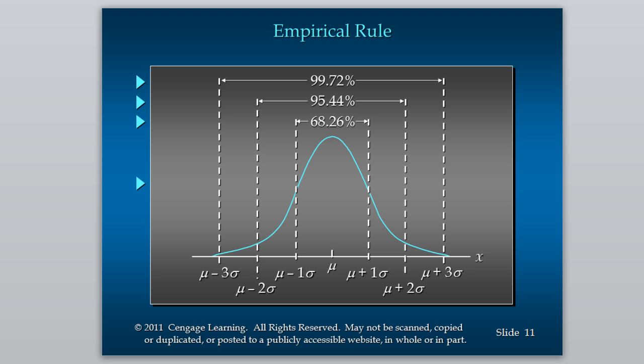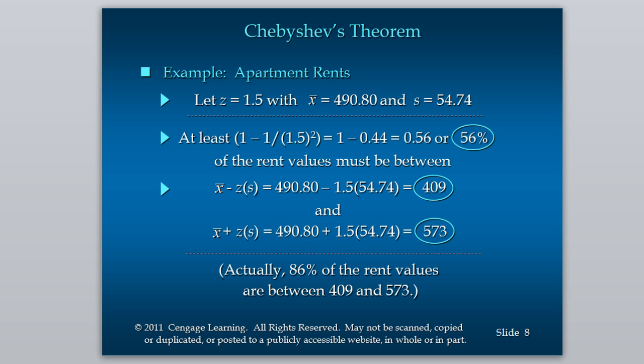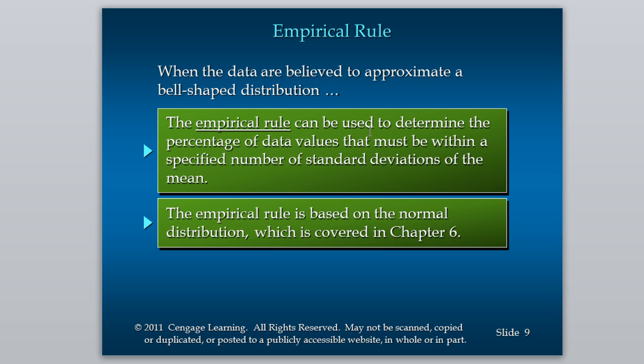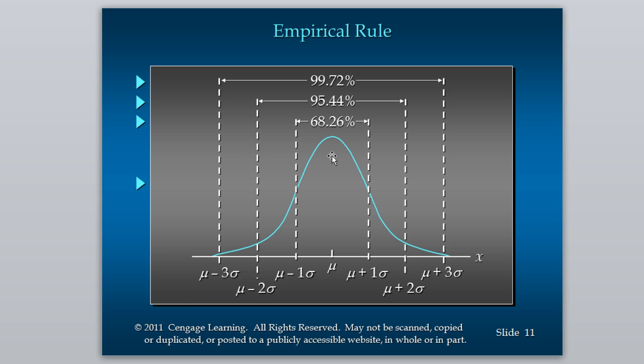The empirical rule only applies to a normal distribution, a nice bell-shaped distribution that looks like this. But for Chebyshev, we don't have to guarantee a nice bell-shaped curve. It works with any type of distribution. So I think that's basically the difference between the empirical rule and Chebyshev's rule.